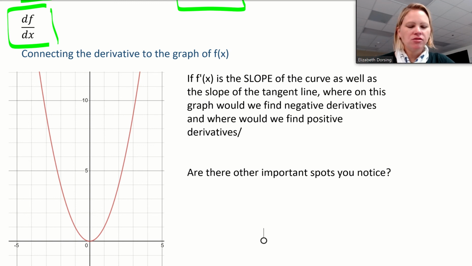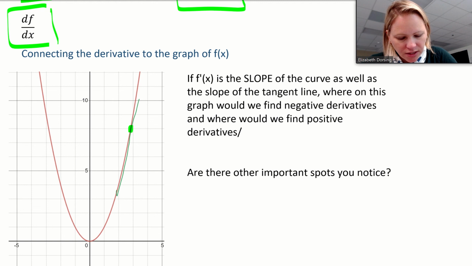So let's think about this. Remember, if we pick any point on the line and sketch a tangent line, there it is. So right there, that line, remember, positive slopes go up, negative slopes go down. So this is a positive slope. And if I pick another point on the curve right here, oh, that one also has a positive slope. But then if I go to the other side over here and I connect my tangent line right there, that line has a negative slope.